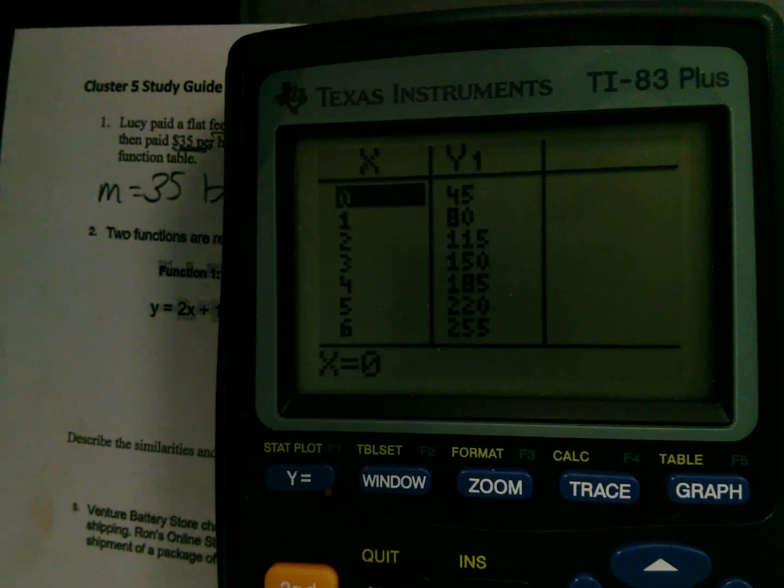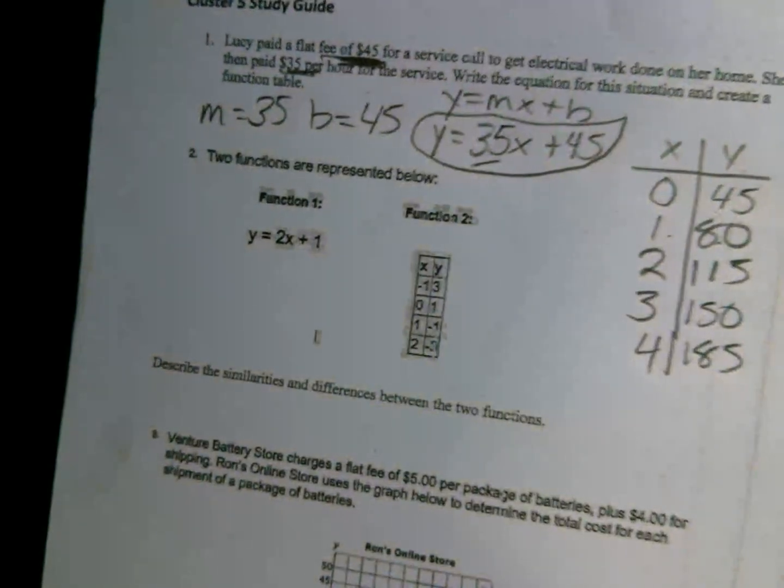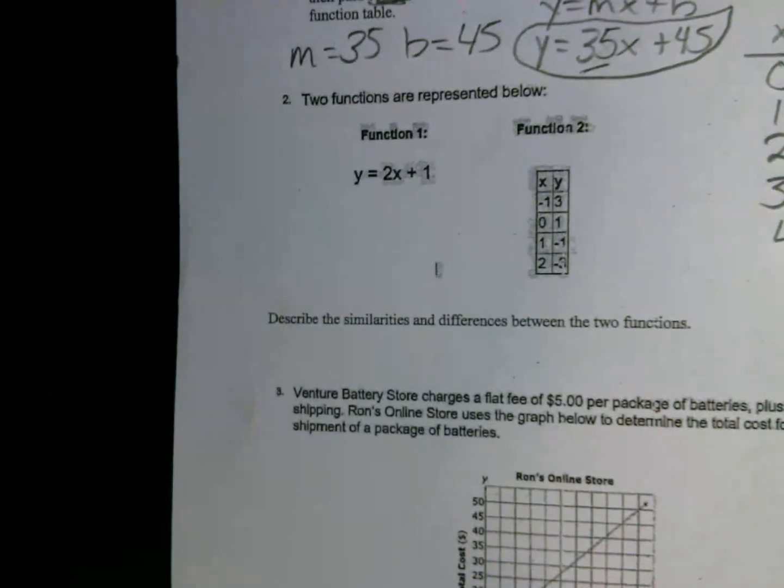Guys, they don't always start at 0. As a matter of fact, on your test, they're not going to start at 0. They might start at 1 or 2 or 5. Okay? All right, here we go. Next one. Number two.